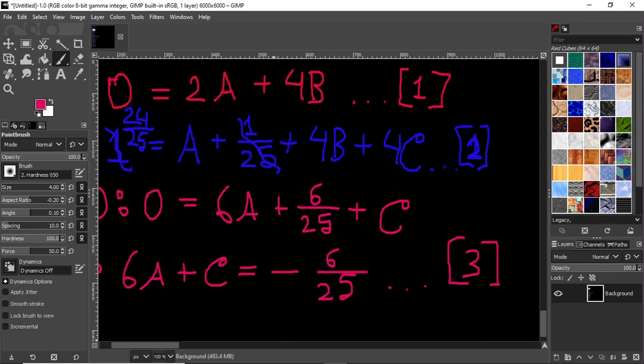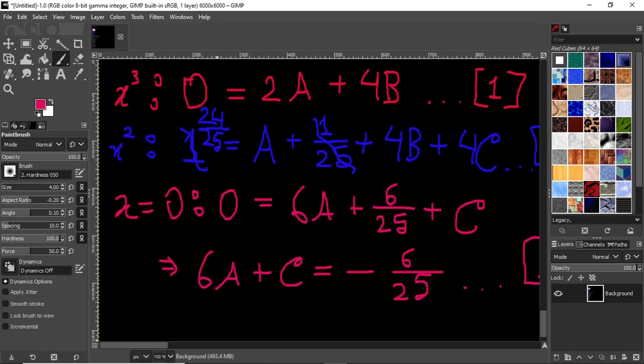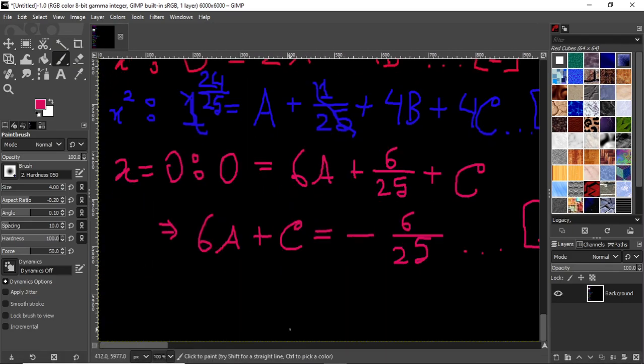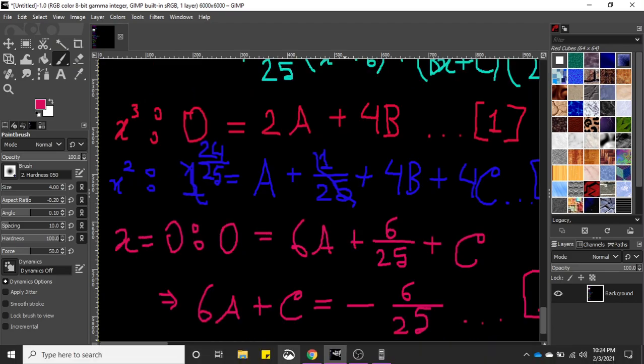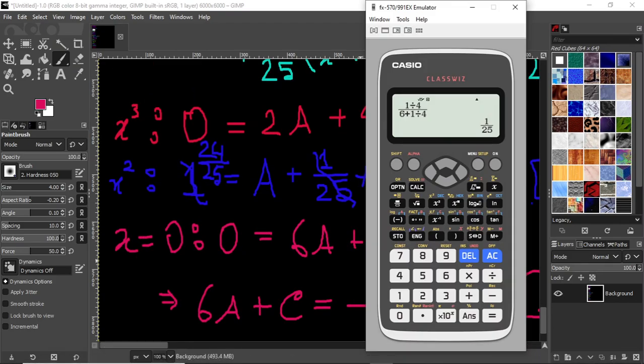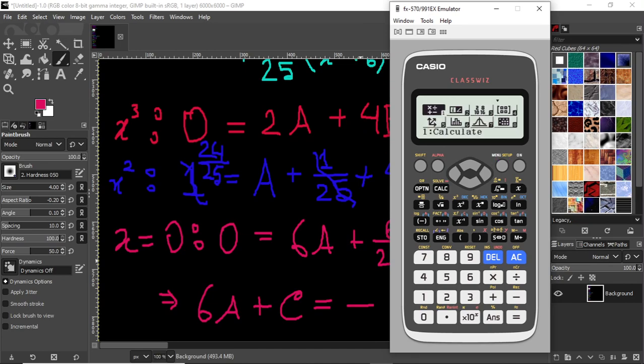Okay, so this was our second equation. All we need to do is solve these three simultaneous equations. Let's try to do that, and we'll definitely use the calculator for this. You can do it by hand, it's just going to take a while, and it's not exactly the purpose of this video. We have three unknowns.